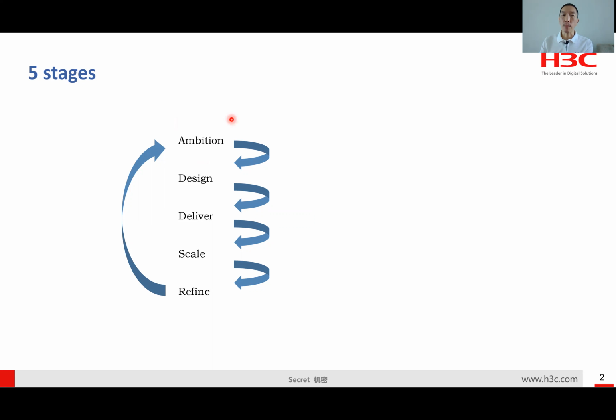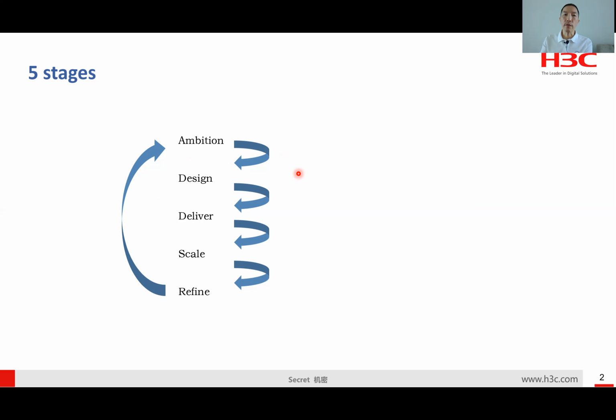Once they define the objective, the ambition, then they will go to another stage called design. Design means, if I want to do it, what do I have to do? How do I design my network? How do I design my application? How can I approach this? And how can I define my design so that it will meet the ambition and objective?